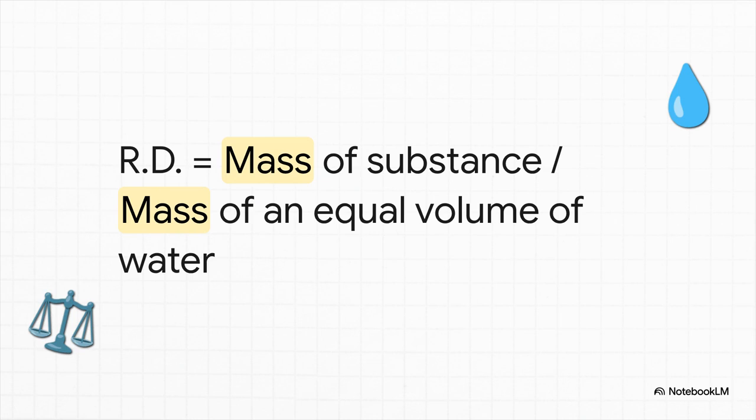But here's a second way to think about it, and honestly, it's often more practical. Relative density is also the ratio of the mass of a substance to the mass of an equal volume of water. Now, this is a total game changer in a lab setting because, let's be real, weighing things is usually a lot easier than calculating their precise volume and density from scratch.